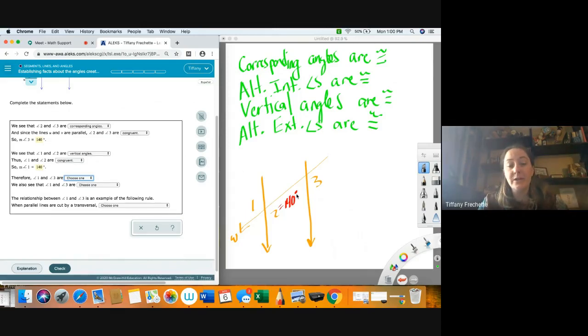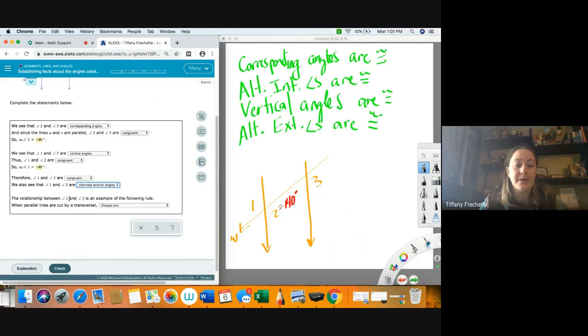Because we know 2 equals 140, which is equal to 3, and 2 is equal to 1, which is 140, we know that these two have to be equal to each other. So this relationship, we can build from vertical angles and corresponding angles. A lot of these relationships or properties are built off of each other. So we know that these have to be congruent to each other just by default. If 2 equals 3 and 2 also equals 1, well, then 1 and 3 have to equal each other. They have no choice. So we also know that they're alternate exterior angles because we just talked about that.